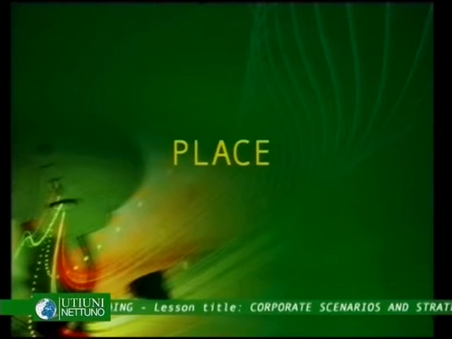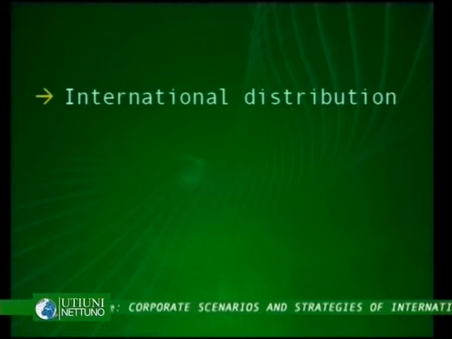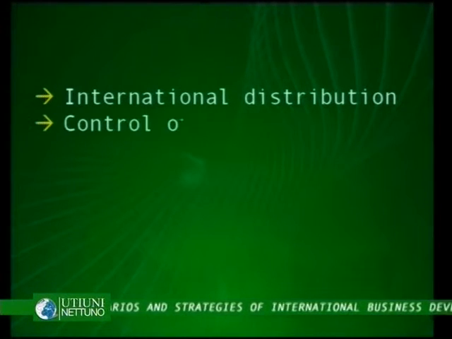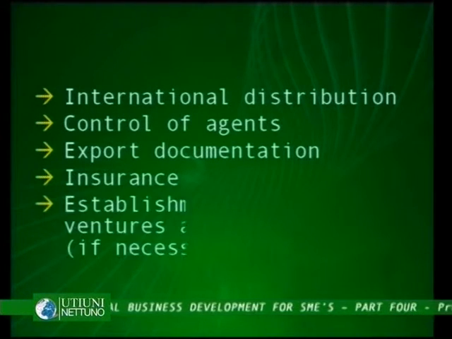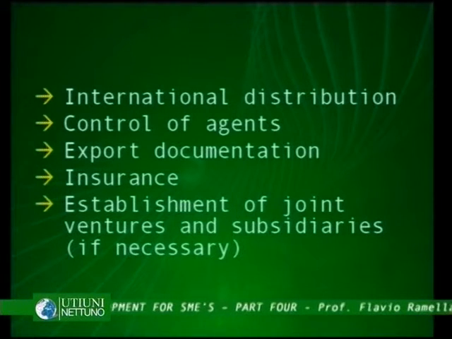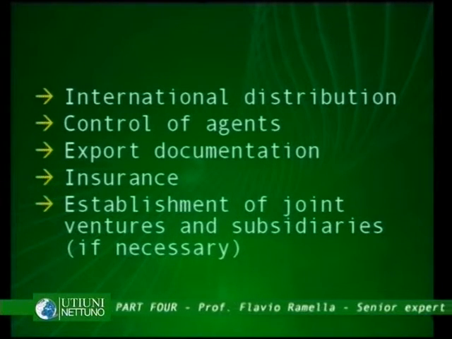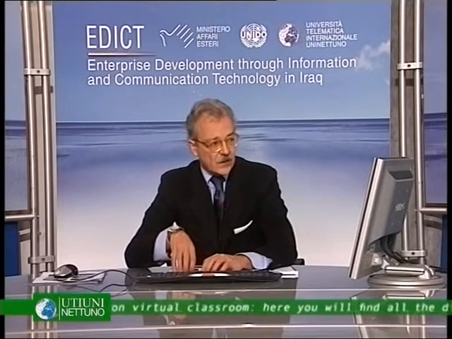Now let's speak about place. International distribution, control of agents, export documentation, insurance, establishment of a joint venture or subsidiary if necessary. Now, I have decided to go international with my products, so I have to figure out what is the best location. Will I be in a position to do everything that is necessary from the place where I am, or do I have to be physically elsewhere?